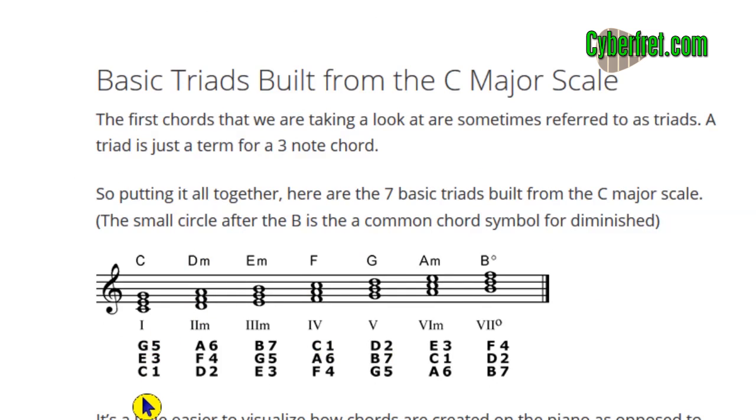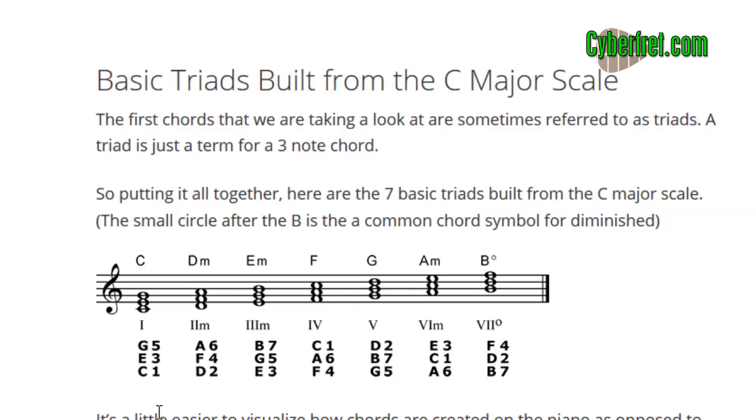So just showing you, we have the basic chords here from the C major scale. The chord built on the 1st degree is a C major. The chord built on the 2nd degree is D minor. 3rd degree, E minor. 4th degree, F. 5th degree, G. 6th degree, A minor. And the 7th degree is diminished. That little tiny, what looks like a degree sign, is another chord symbol for diminished.